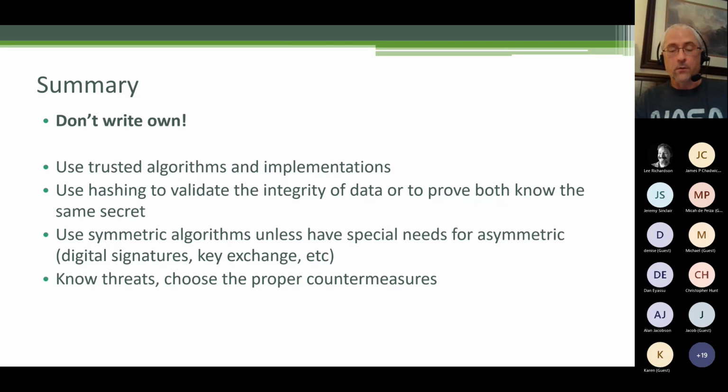In the query string example, I didn't care if you saw it. I just don't want you to change it. That's integrity. Integrity should signal to you that hashing is what you want to use. Within encryption, you basically want to use symmetric because it's fast, and asymmetric can't do a lot of data, but you will have special needs like digital signatures, key exchange, where you may have to use asymmetric.